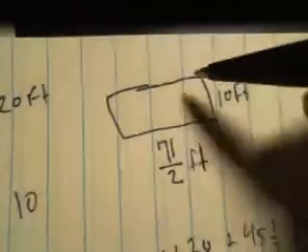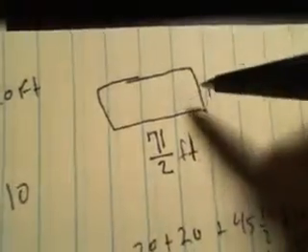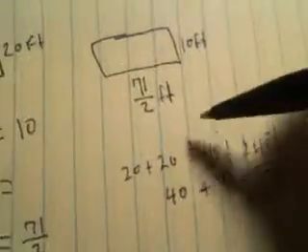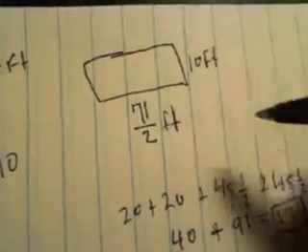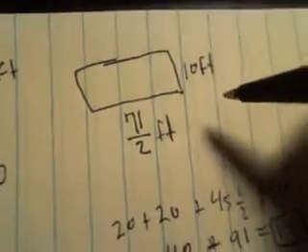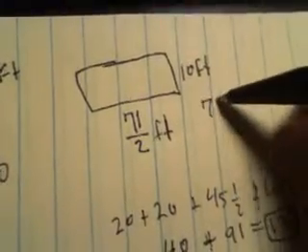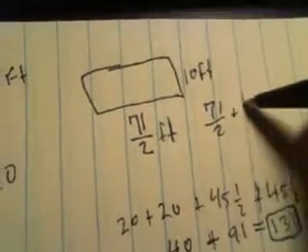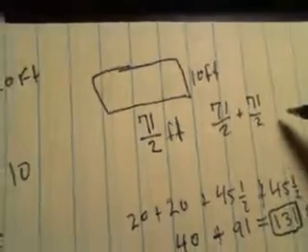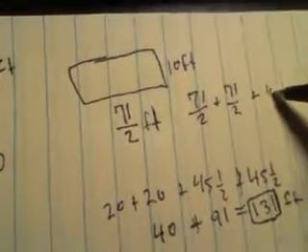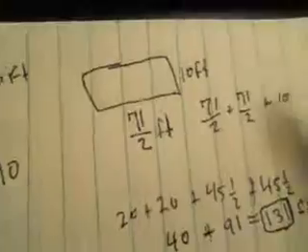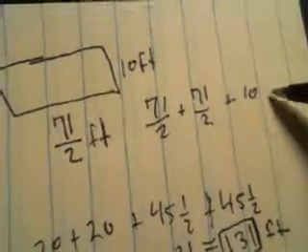Now this is asking for tile around the swimming pool. So really the problem is the same as the one we did over here. We're just finding the perimeter, but now we're using different numbers. So let's go ahead and do that. So what's the perimeter? Well, we just add up all the sides, so what do we get? We get 71 over 2 plus 71 over 2 plus 10, plus 10 plus 10.